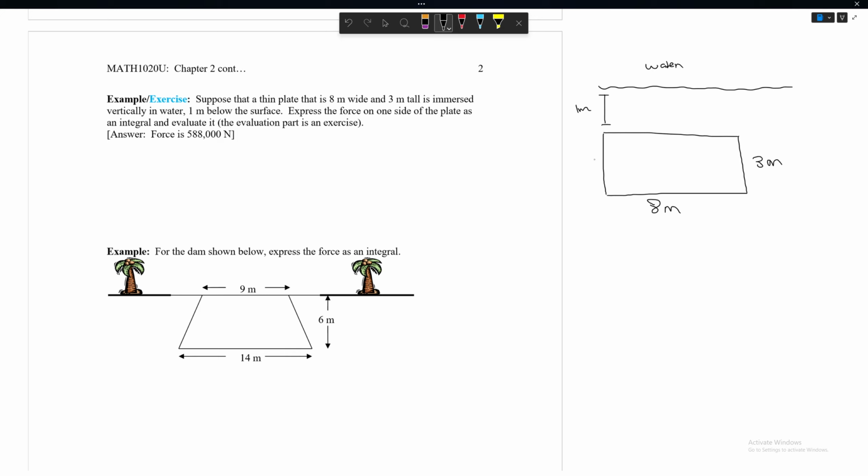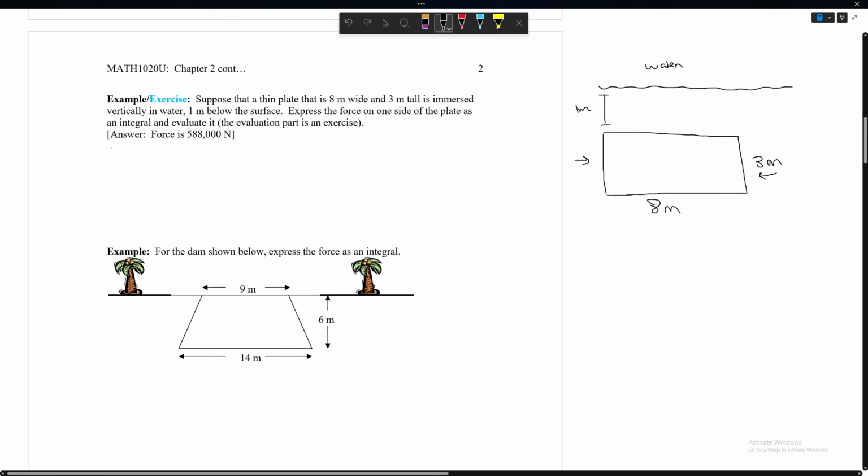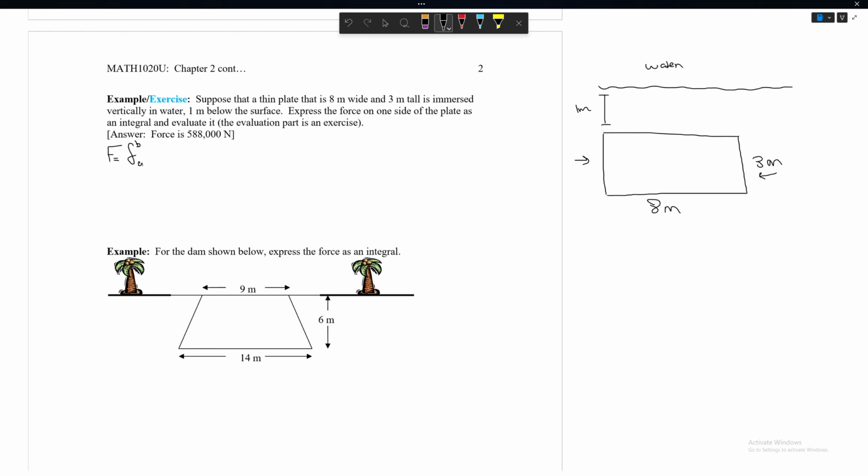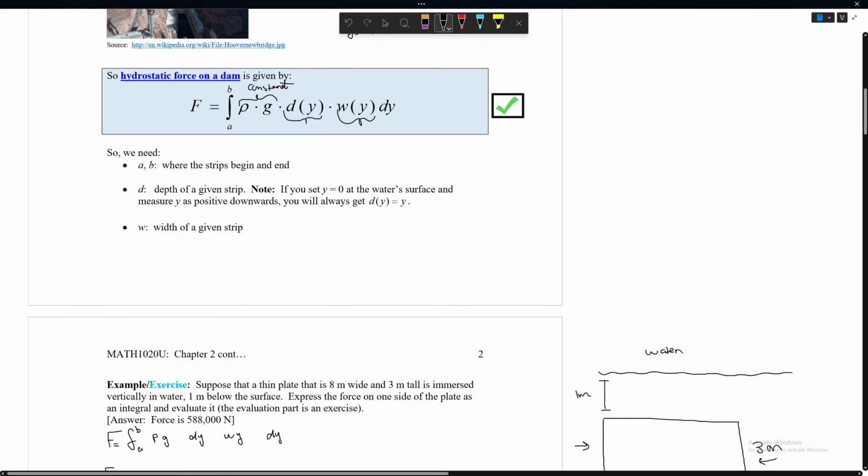So we're looking at the force that is pushing on the side here. The equation that we were given up top says F equals the integral from a to b of p, g, which are constants, and then we have our dy and our wy, and dy, right? So like we said, your bounds a and b are where the strips begin and where the strips end.